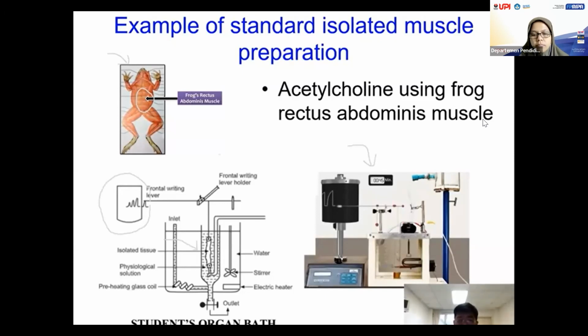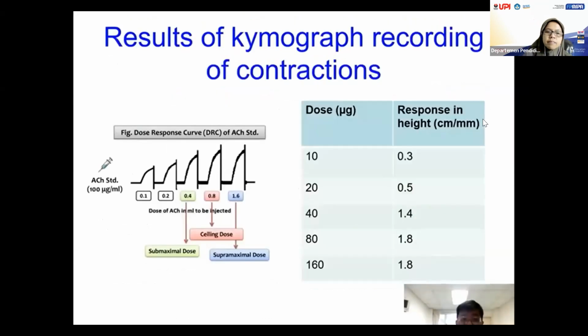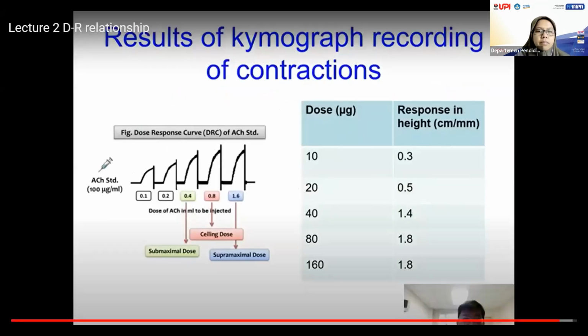For this case, what you will see is that it will give you this kind of signal, right? So when there's a contraction, you will see this kind of signal over here, right? So this signal is proportional to the amount of acetylcholine that you introduce to the muscle. Okay. So we usually call this results of chymograph.